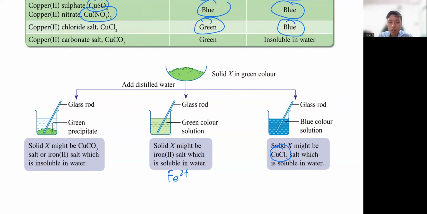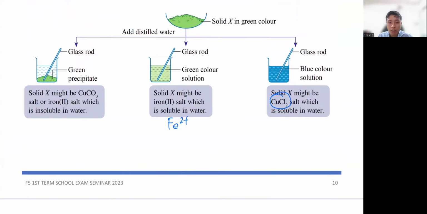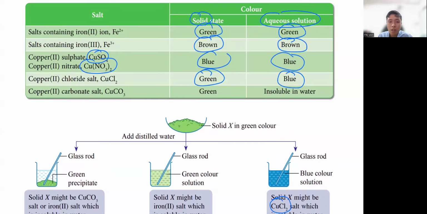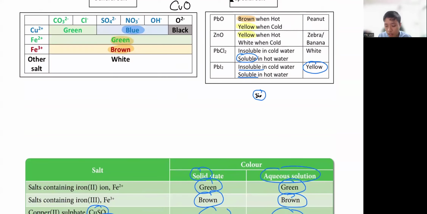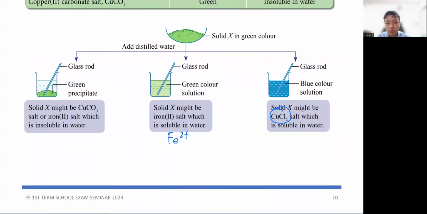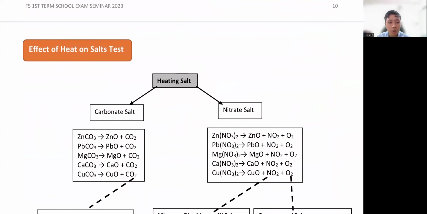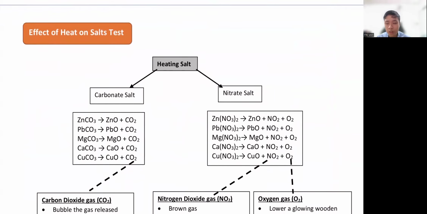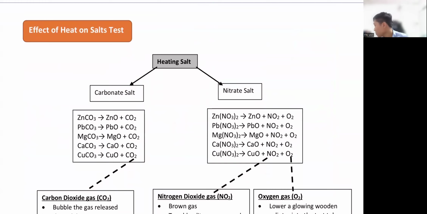Any problem? Talk about color, color shouldn't be a problem. Fe2+ is simple, except for copper 2, and also the special salts like these two. Normally shouldn't forget. Move on. Color no problem. Then we move on to the heating area. Heating is also very simple. You only got two heating, two ions.